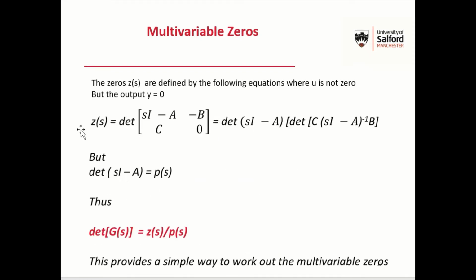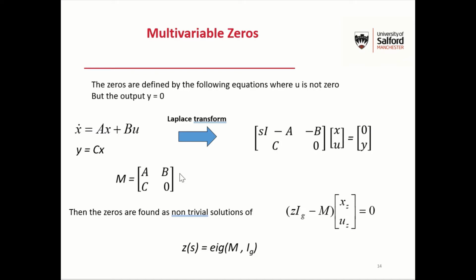Now, if you look at this in a bit more detail, so Z(S) is the determinant of this, which is determinant of SI minus A times determinant of C into SI minus A to the minus 1 B. Now, this part here we've just got as the poles, so P(S) is the poles, and this part here is the transfer function G(S). So from that we can say that determinant of G(S) is simply Z(S) over P(S). This now has a good relationship back to our single input, single output system, where clearly G(S) is Z(S) over P(S). So in the multivariable case, we have to take the determinant of G(S) to get the multivariable poles and zeros. And this now is a very powerful expression for calculating the zeros and poles of a multivariable system.